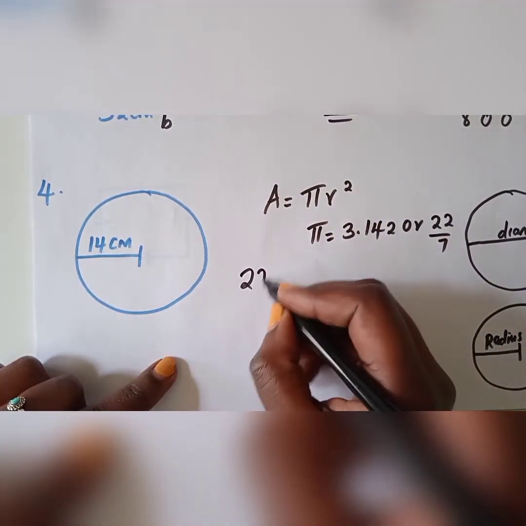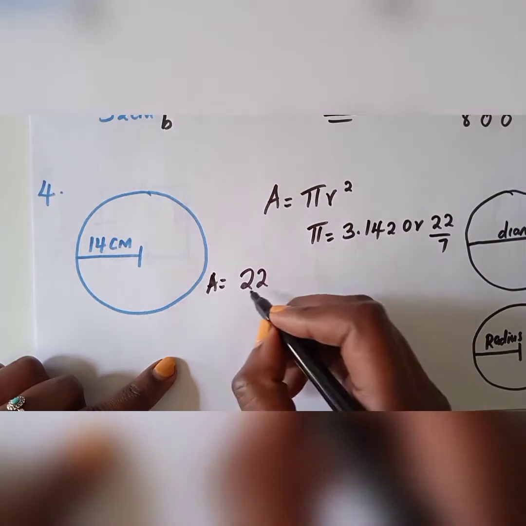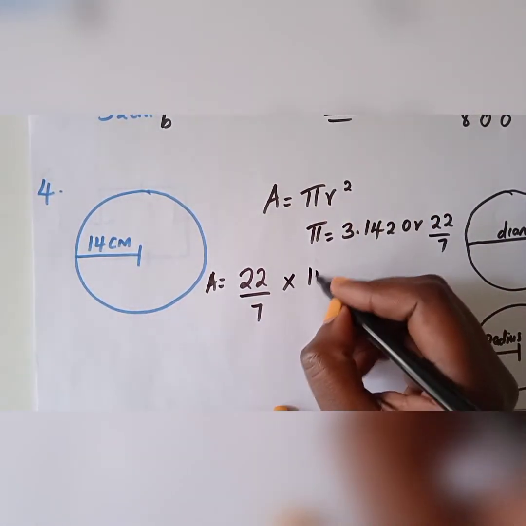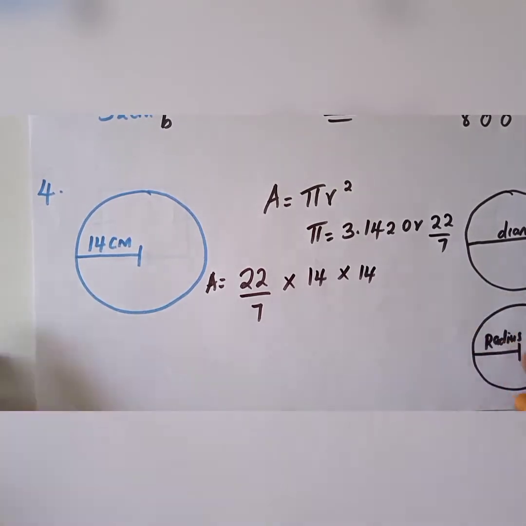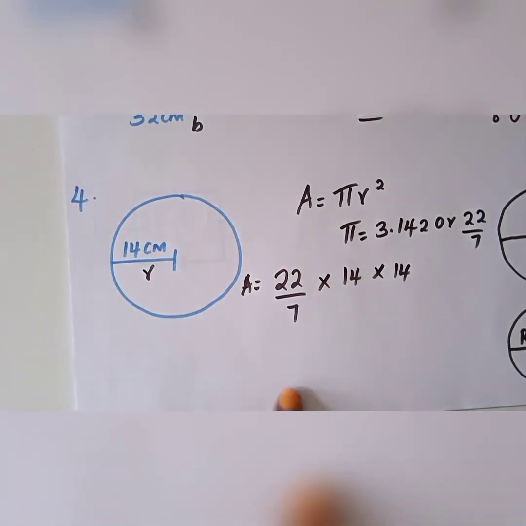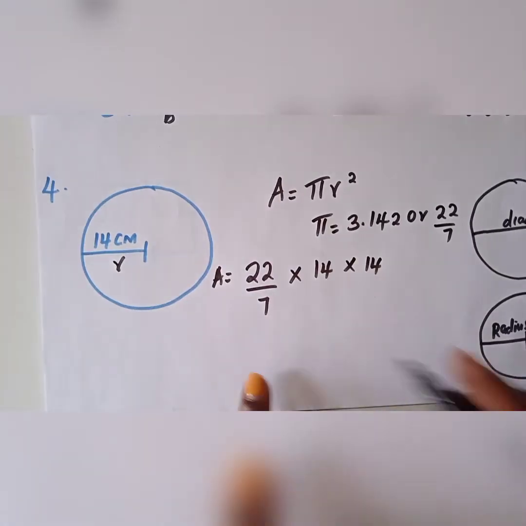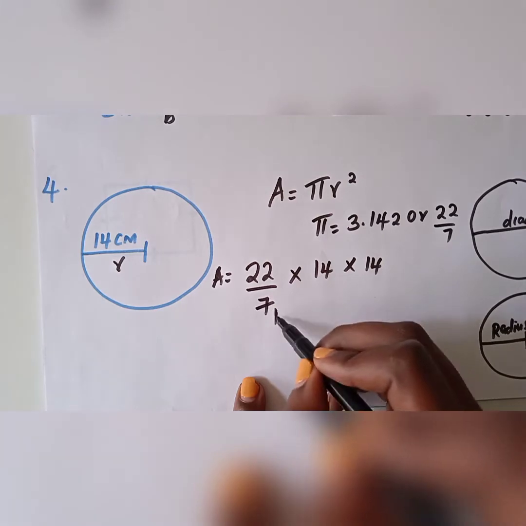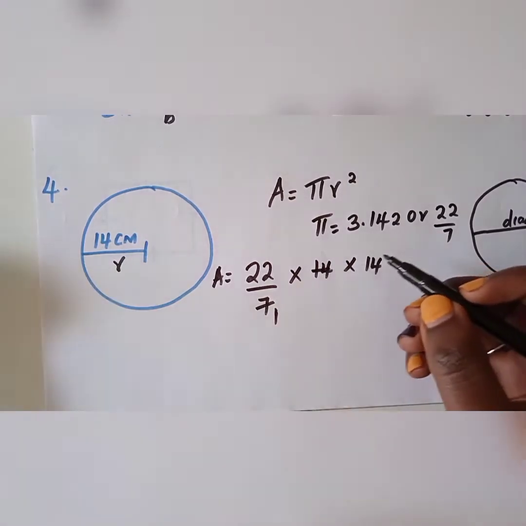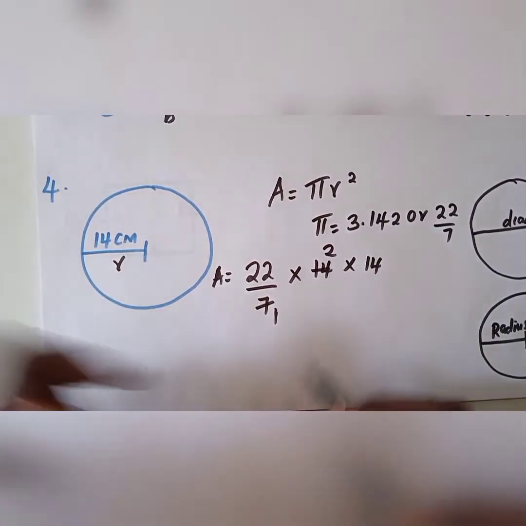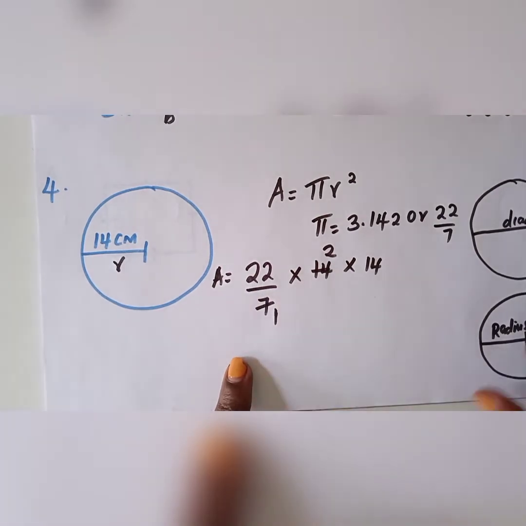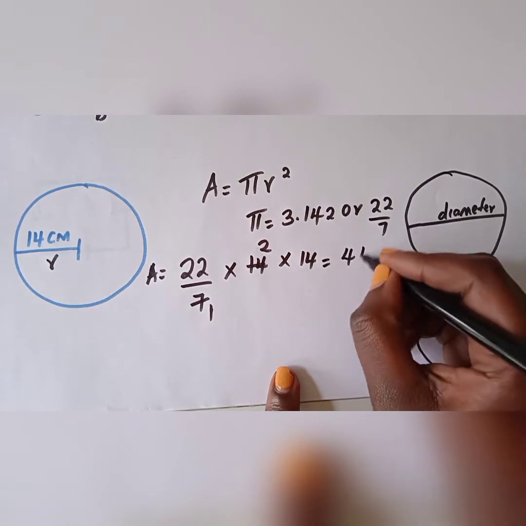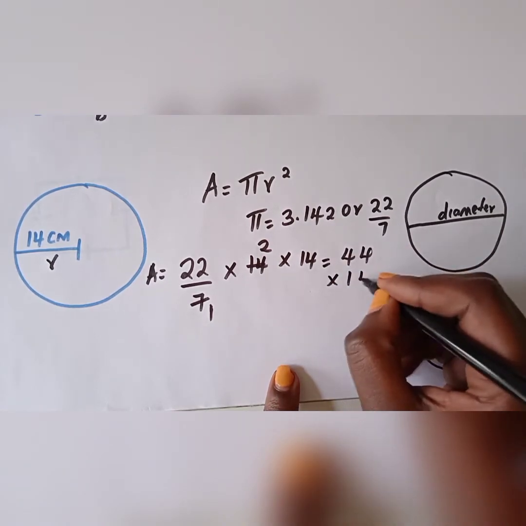So time for substitution. Area equals 22 over 7 times r squared. R squared means 14 times 14 because this is our radius. Now we can divide by 7. 7 goes into 7 once and 14 goes into 7 twice. Now we have 22 times 2, that is 44. So we do again the long multiplication. We have 44 times 14.